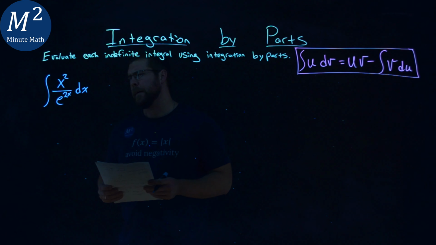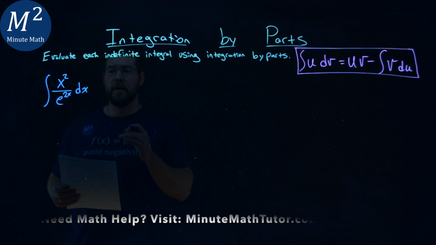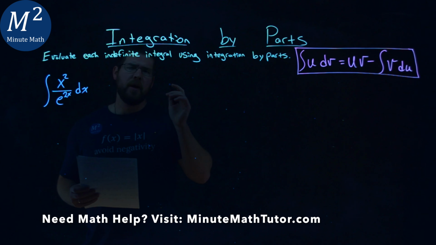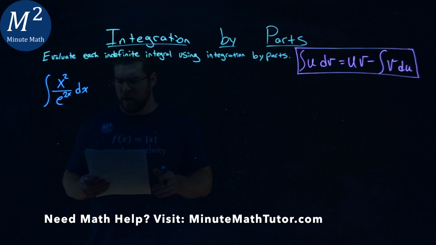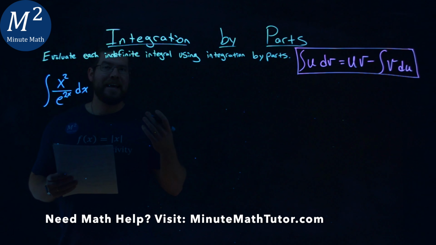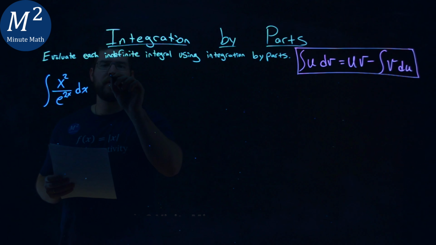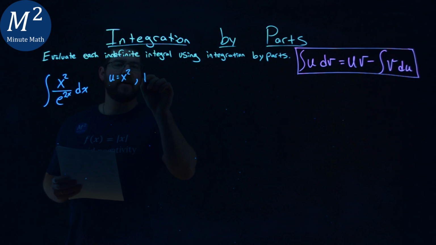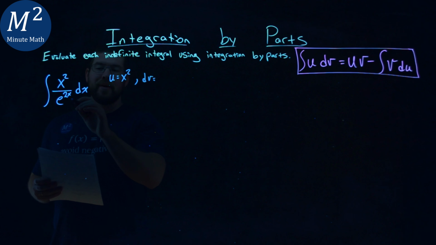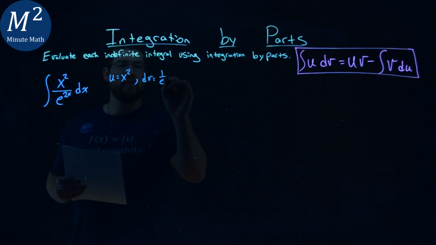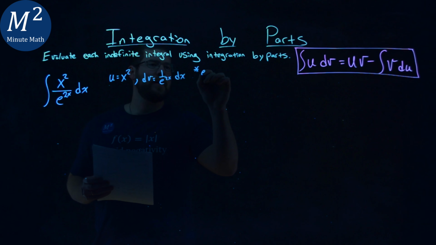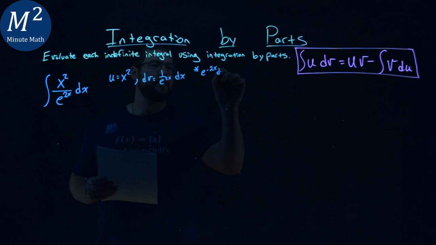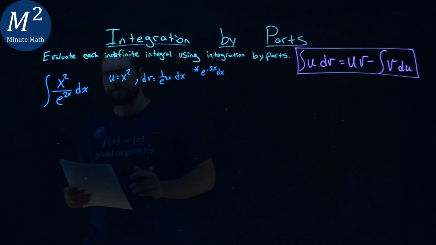We're given this problem right here, the integral of x squared over e to the 2x dx, and we have to evaluate this integral using integration by parts. So we first want to set a u and a dv value. I'll set my u value equal to the numerator, x squared, and my dv value equal to 1 over e to the 2x power dx. And we know that's the same thing as e to the negative 2x power dx. Okay, so keep a note of that.